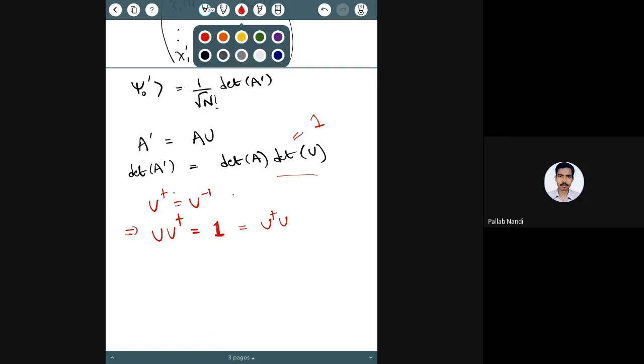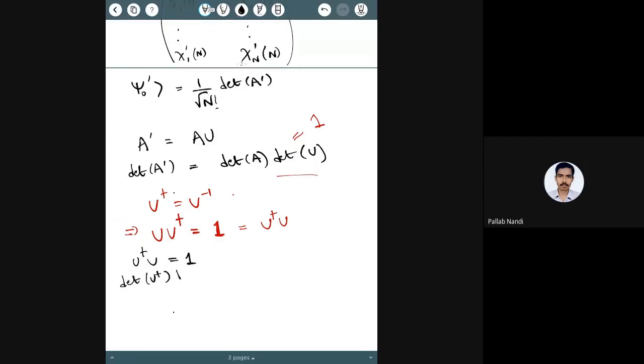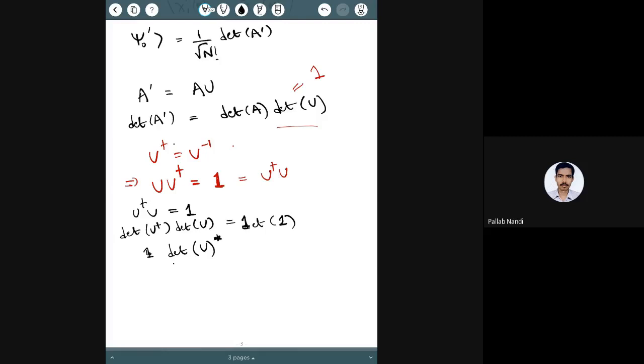You just have to open it out. Let's say you start with U dagger U equal to 1. You take the determinant. The determinant of 1 is 1. So this is basically the determinant of U star, just the complex conjugate of the value of the determinant U, times the determinant of U, equal to 1. So this is mod determinant U squared equal to 1, which means determinant U equal to 1.